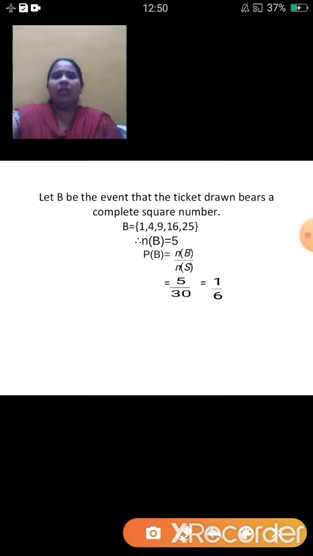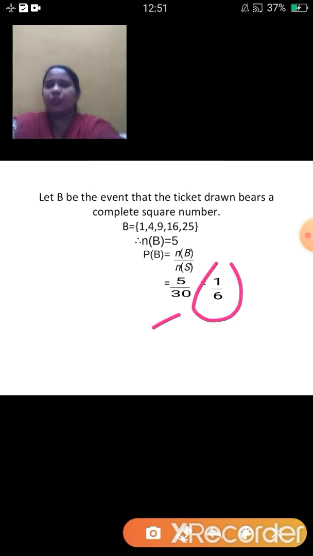How many in all? There are 5. Which are they? 1, 4, 9, 16 and 25. So n of B will be equal to 5. I need to find the probability. So again the formula is to be written. P of B is equal to n of B upon n of S. As n of B is 5 and n of S is 30, we will get the ratio as 5 upon 30, which can be further reduced to 1 upon 6. Hence the probability is 1 upon 6.